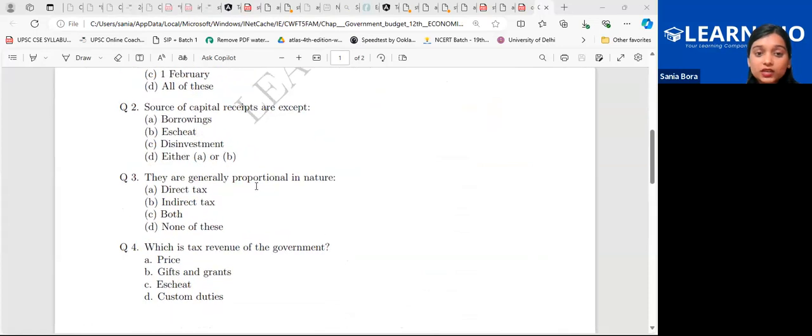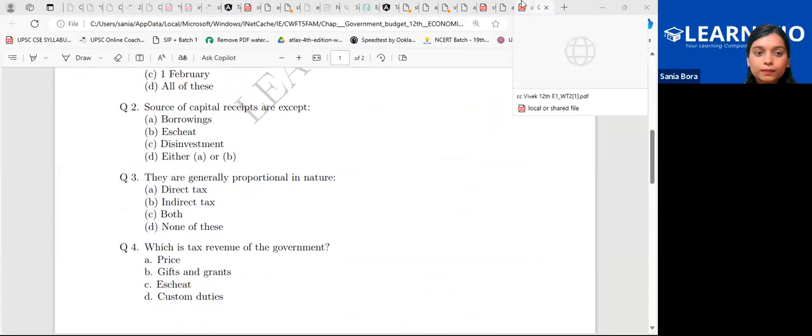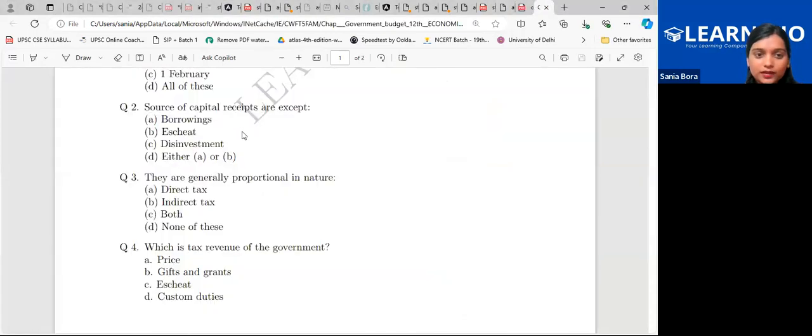Sources of capital receipt are, except, there are two. Except. So borrowing is a capital receipt. Investment is a capital receipt, but this is not. Yeah, ma'am. That's what I'm saying, because the option is wrong.